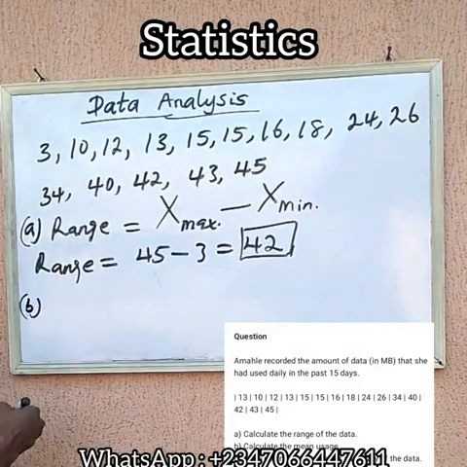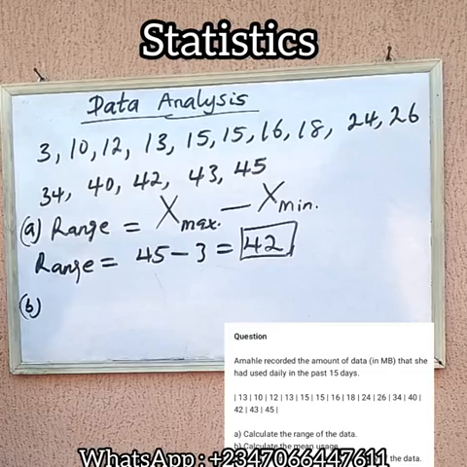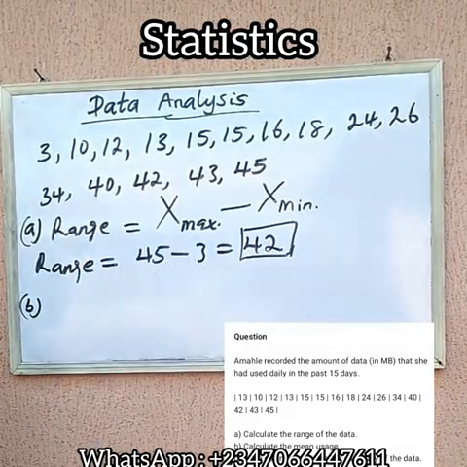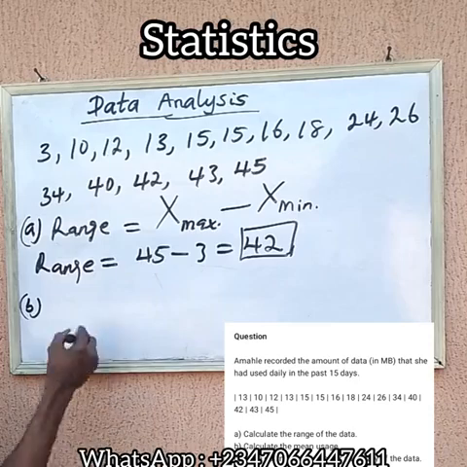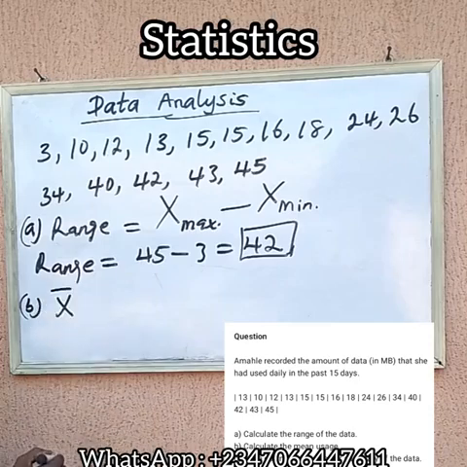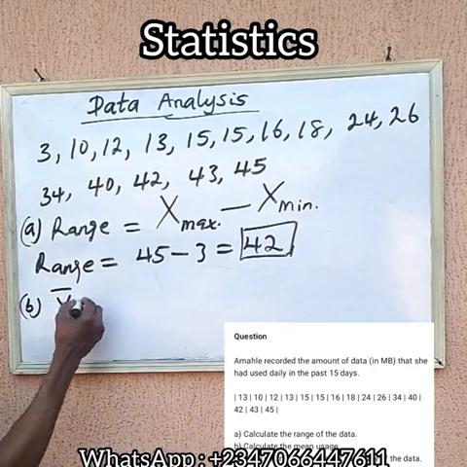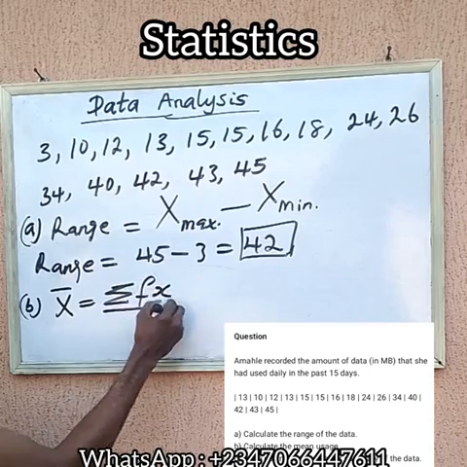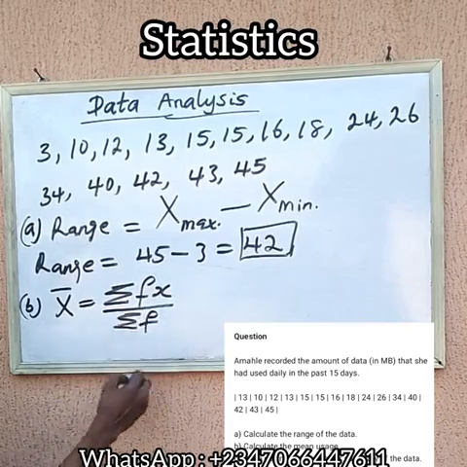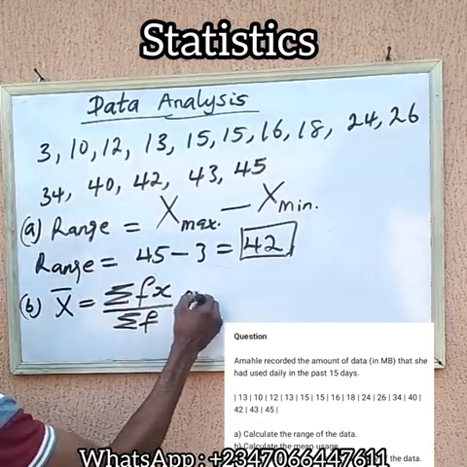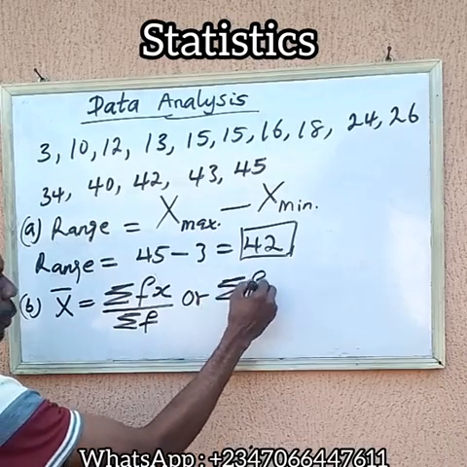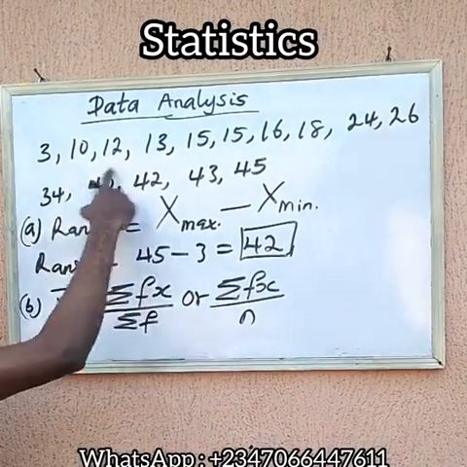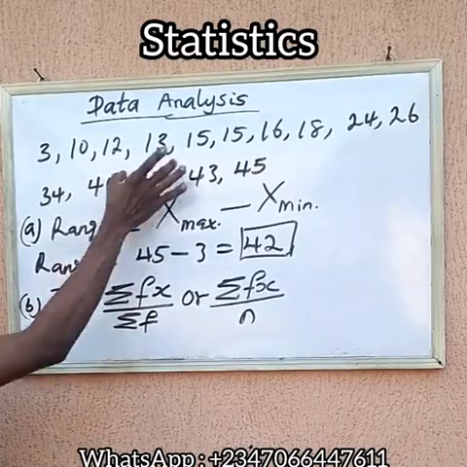Then B says we should calculate the mean usage. So this one is very easy. Just sum up the whole thing, then divide by the number of times they occur. The symbol for the mean is this, equal to the summation of f of x all over summation of f. Or you can as well use this one, summation of f of x all over n. So this n represents the total number of possible outcomes we have there.